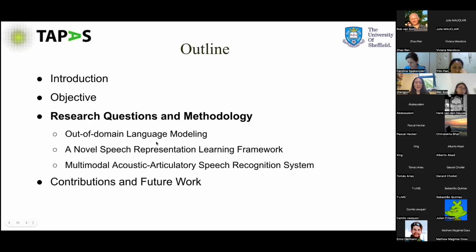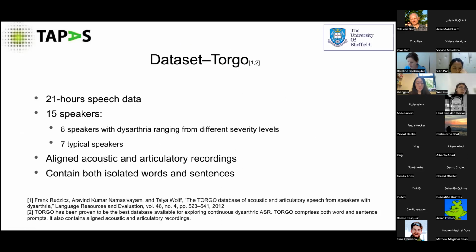Before I start introducing the research questions and methodology, I'd like to introduce the data I used in my project. This is called TORGO. TORGO is one of the few available and widely used dysarthric speech databases. It has 15 speakers, 8 of whom have dysarthria ranging from mild to severe, while the other 7 are typical speakers. The dysarthric speakers include 5 males and 3 females, and the typical speakers include 4 males and 3 females.